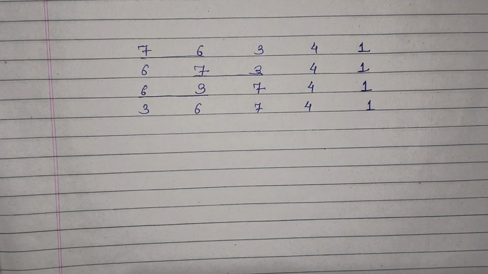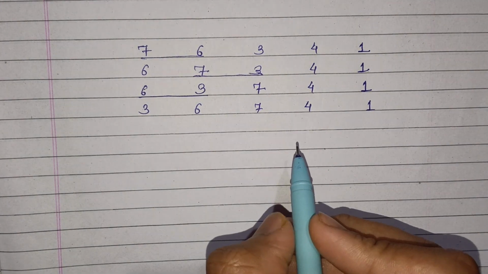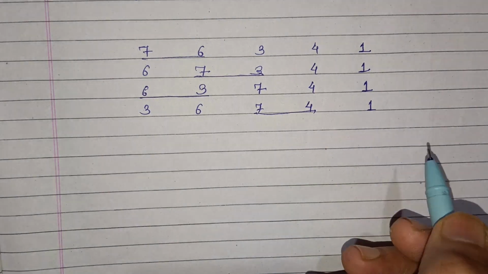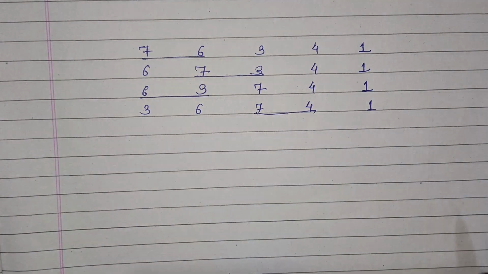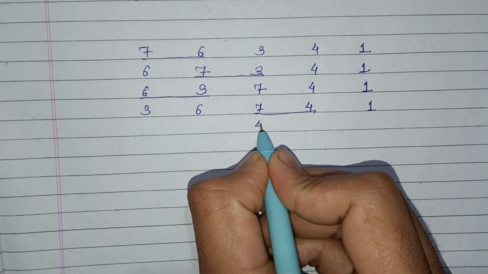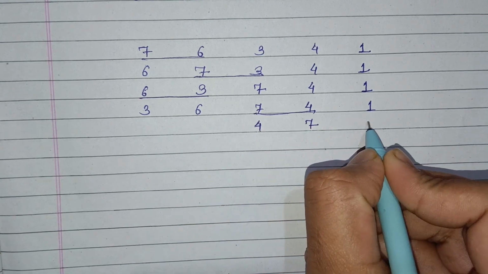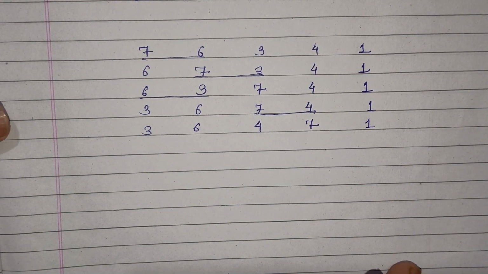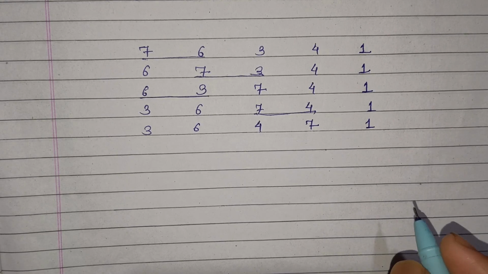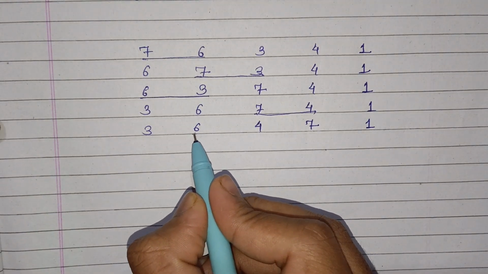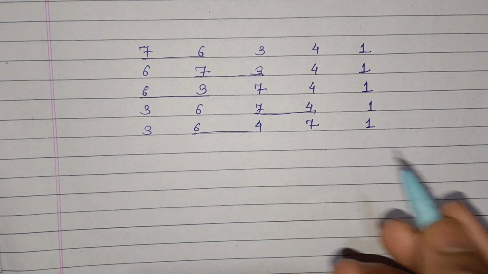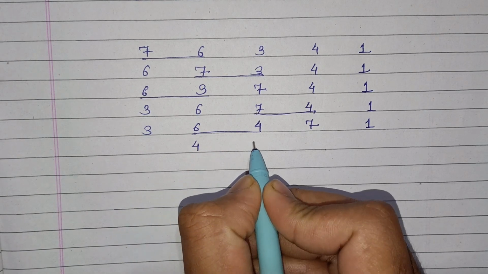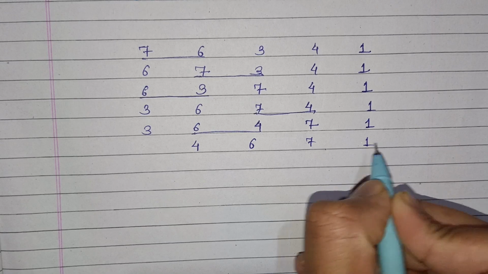Now the comparison happens between 7 and 4. So 7 is greater than 4, so it will get swapped. So 4 here and 7 here and the rest of the elements will be same. Now the comparison happens between 6 and 4. So 6 is greater than 4, then 4 will come first and then 6, 7, 1 and 3.